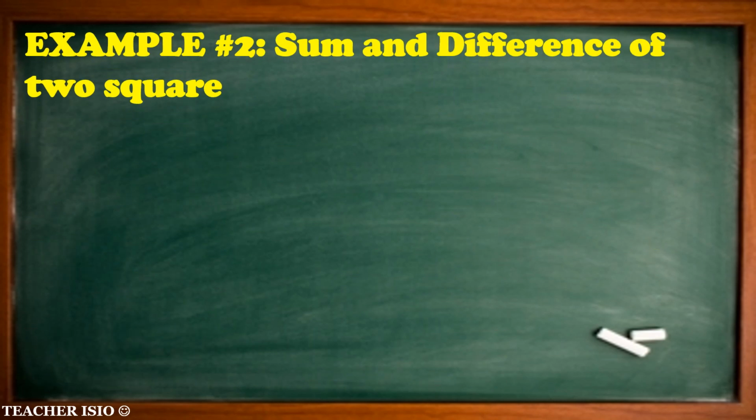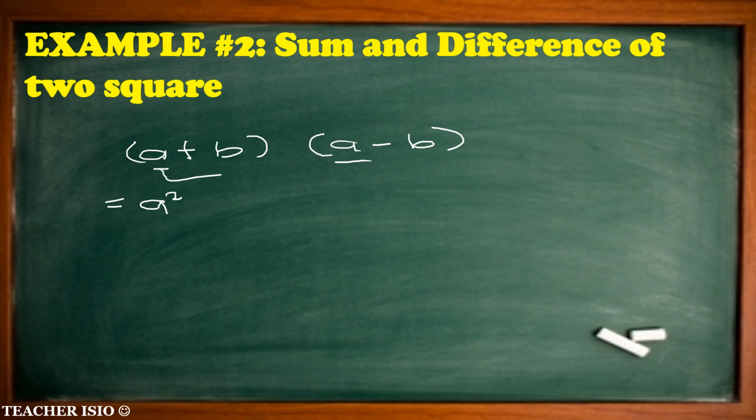Let's have now example number 2. In example number 2, we have sum and difference of 2 squared. So for example, we have a plus b times a minus b. Okay? So for example, ayan ang given natin. When it comes to sum and difference of 2 squares, let's apply first the FOIL method. So we have a times a, a squared. Okay? Next, let's have now the outer term.